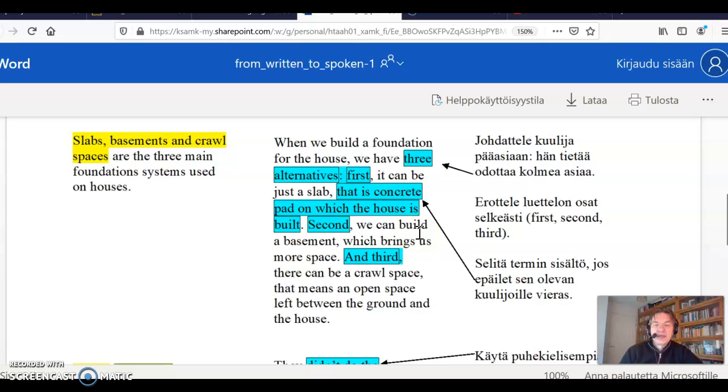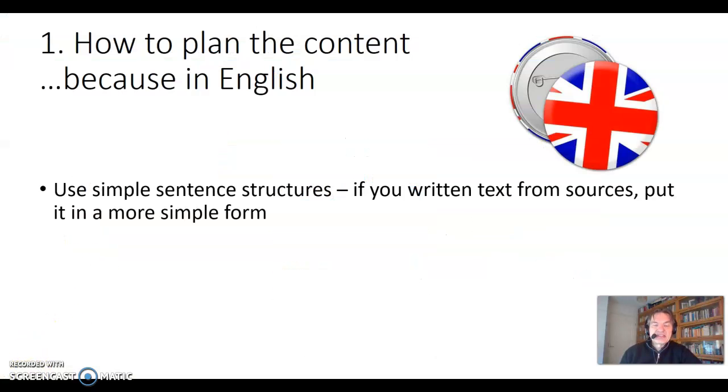Also, you can give some hints for the audience about the different parts of your message. Instead of just saying slabs, basements, and crawl spaces, you can first give an intro sentence. When we build a foundation for the house, we have three alternatives. First, blah, blah, blah. Second, blah, blah, blah. And third, blah, blah, blah. The last thing that I talked about was actually one form of signposting, and we come to that method a bit later.